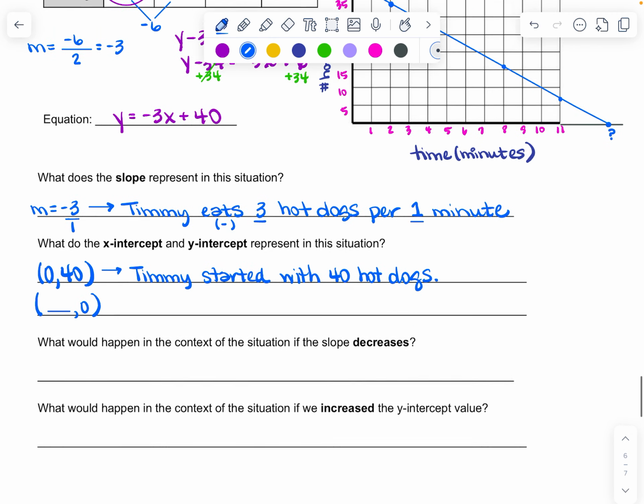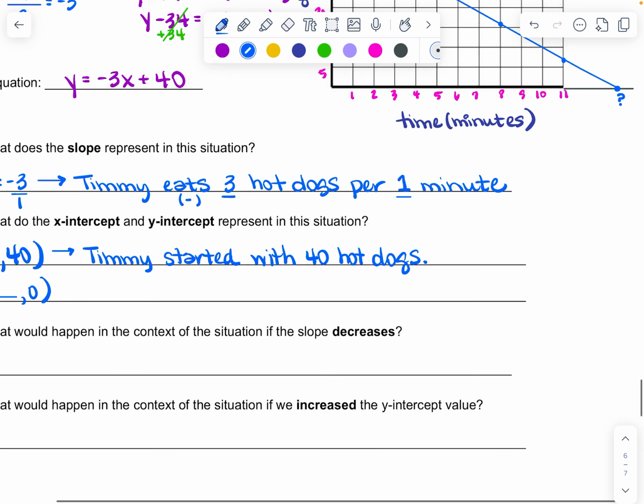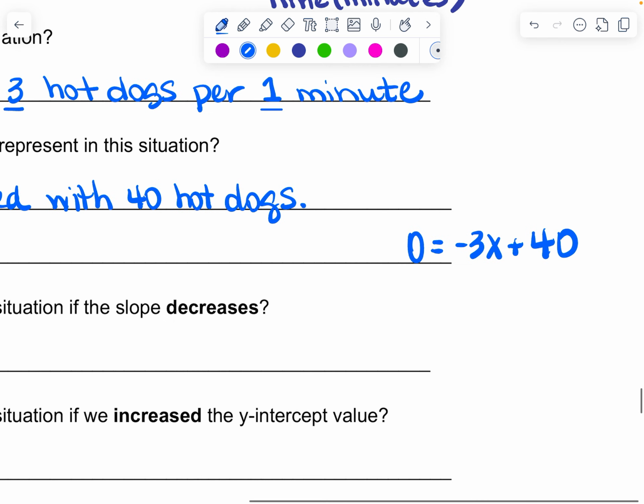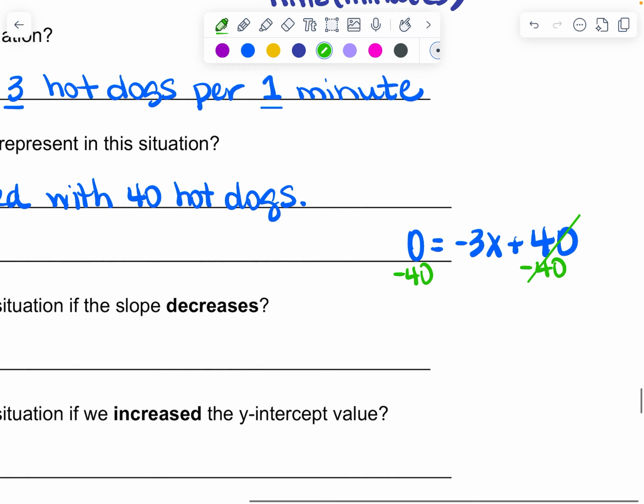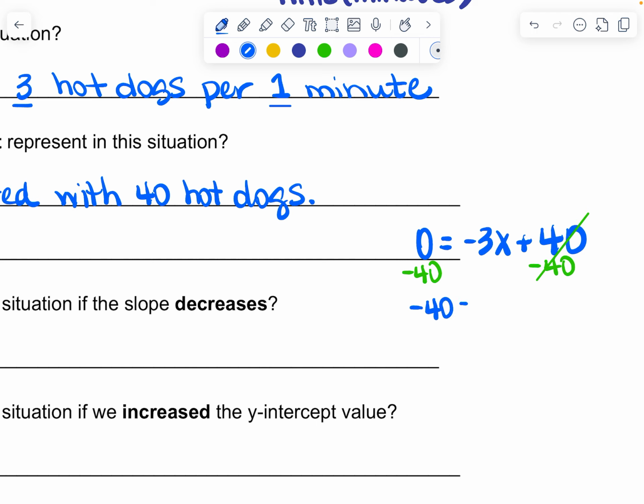All right, so I'm going to go off to the side over here. If y is 0, then my equation would be 0 equals negative 3x plus 40. And I can solve that equation now for x by subtracting 40 on both sides. That's going to give me negative 40 equals negative 3x. And then I'm dividing by negative 3 on both sides to get the x by itself.